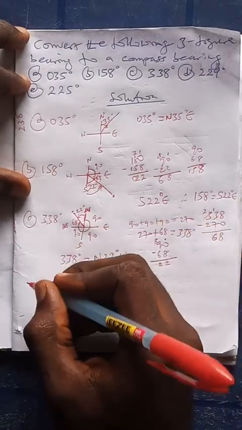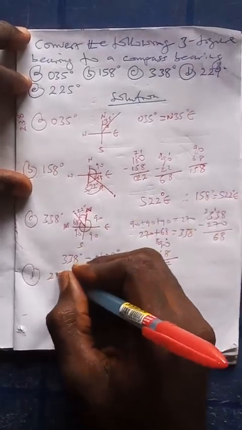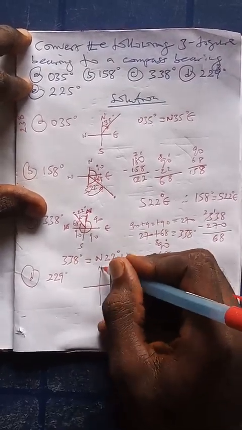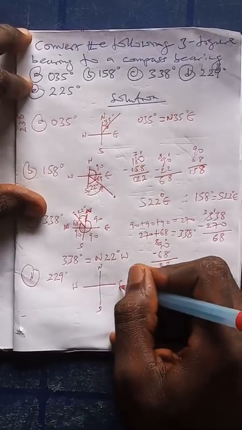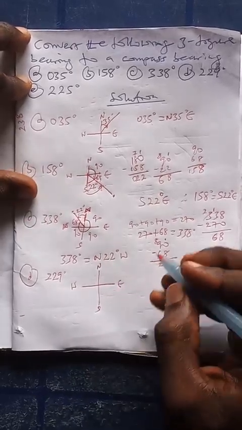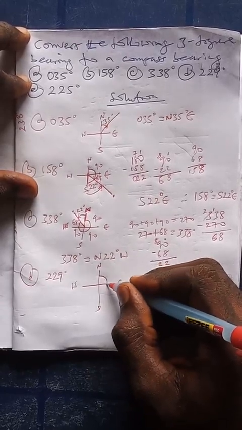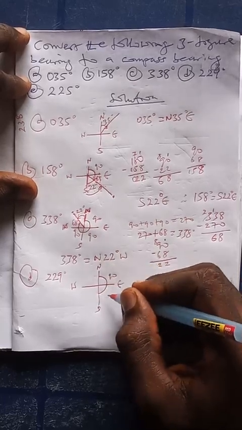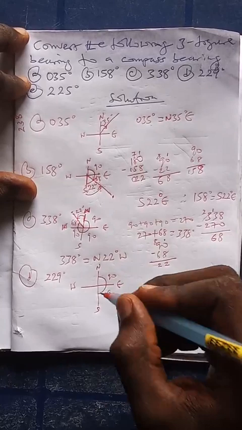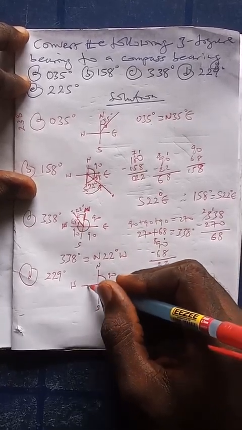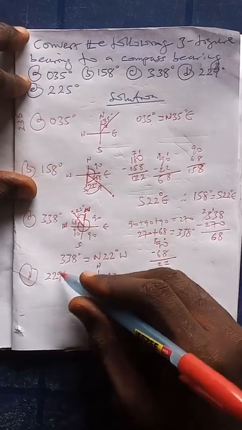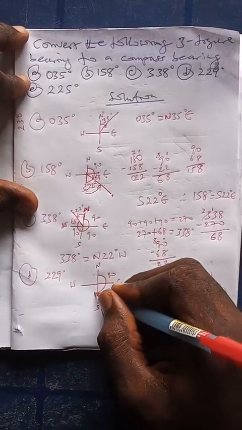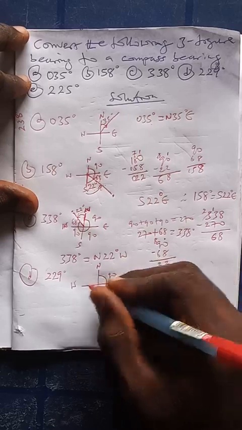So let's try this very last one. Number D, we are given 229 degrees, to compass bearing. We draw our cardinal points north, south, west, and east. We start from here. Here is 90, and we are moving in the clockwise direction. Here's another 90, and 90 plus 90 is 180. Now, if I cross here to this place again, another 90, that makes 270. But what you have here is not up to 270, it's less than 270. So we will need a portion of the angle here to make it up to 229.